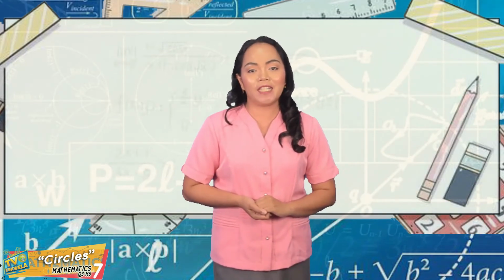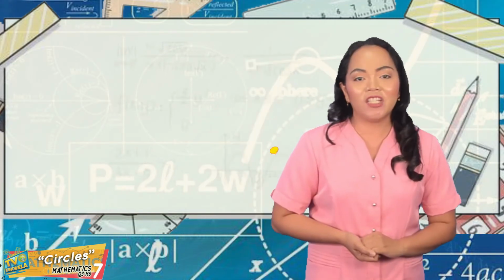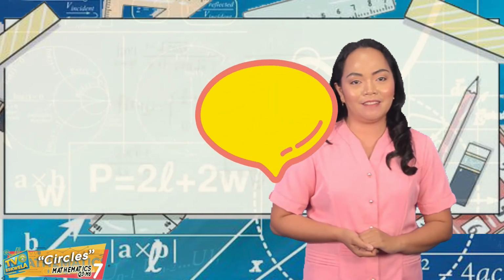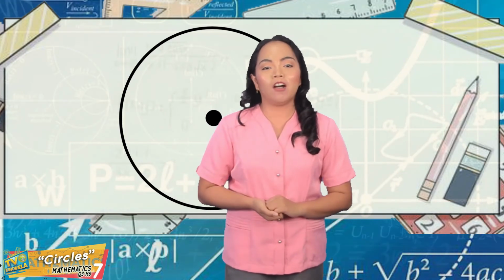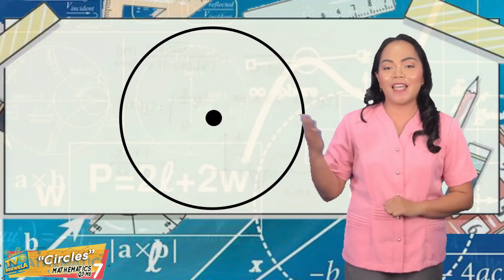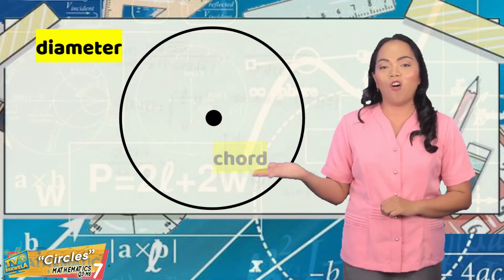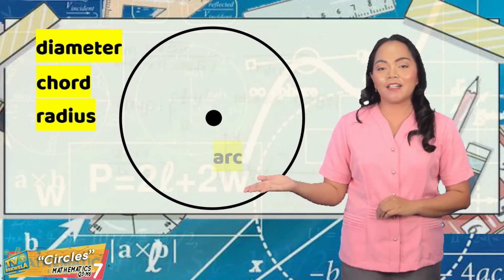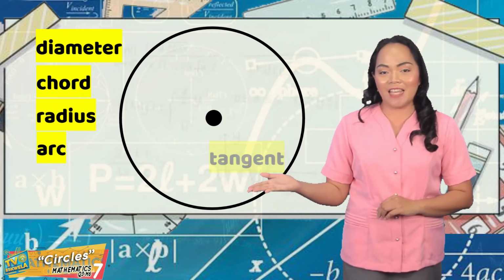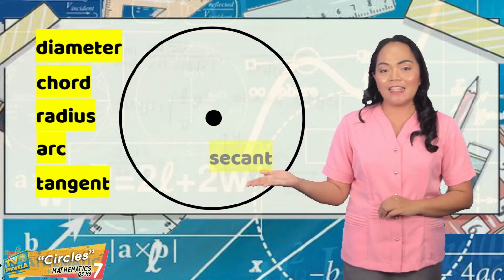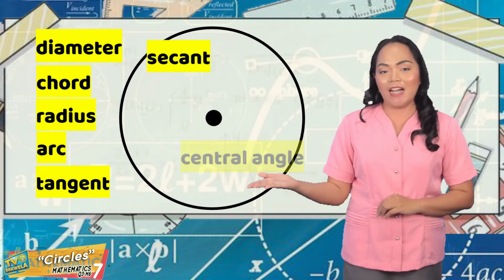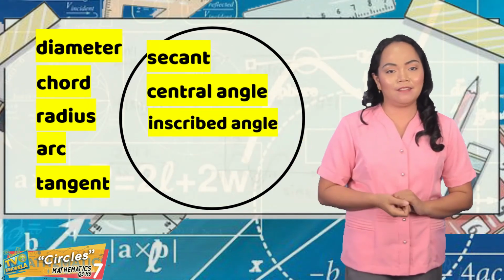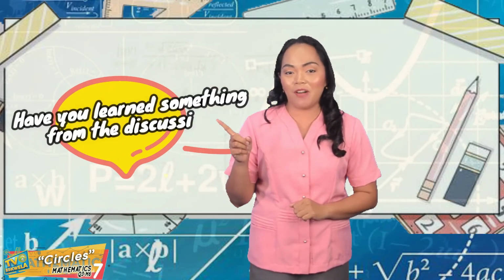To end our discussion on the circle, can you recall the parts of the circle? Correct! The parts of the circle are diameter, chord, radius, arc, tangent, secant, central angle, and inscribed angle. Have you learned something from the discussion?